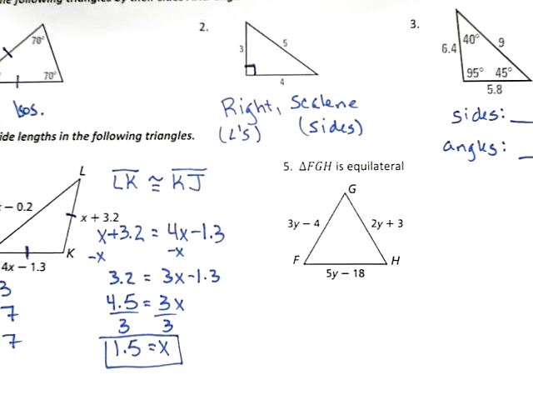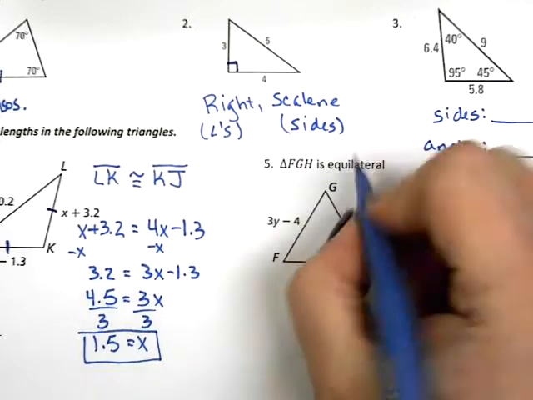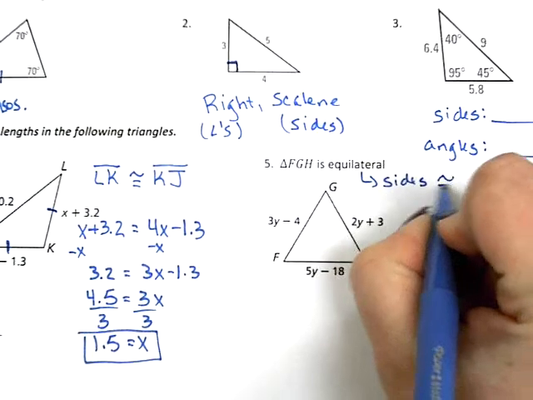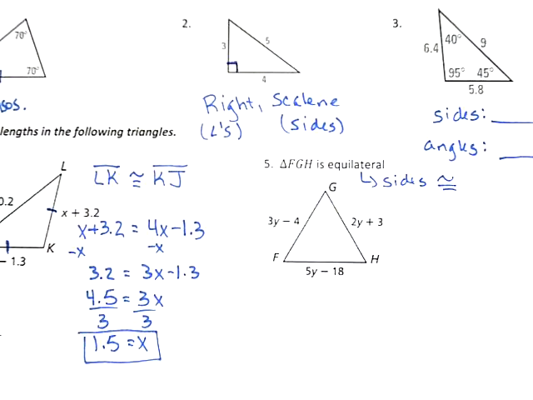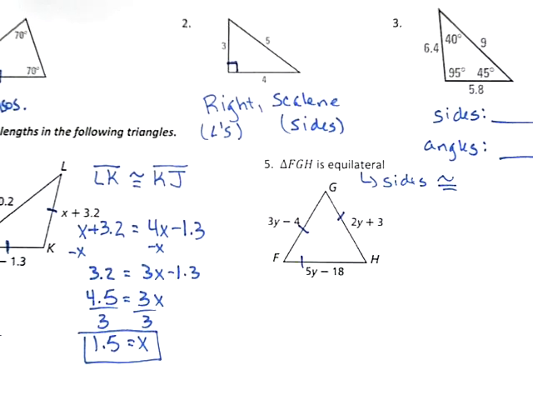All right, question 5 tells us that triangle FGH is equilateral. Equilateral means that all of the sides are congruent. All right, so what that means then, we can put tick marks on each one. All 3 of those sides have to be the same as each other. So what I would do then is just pick two of them. We can't have an equation with all three of them, but all three of them are the same. So pick two of them and set them equal to each other.